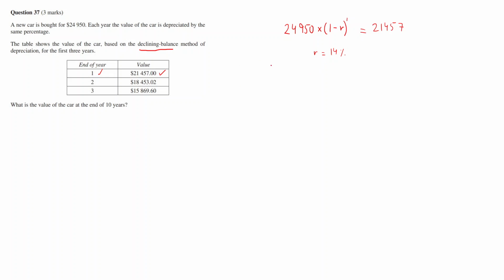Now the question, that's not the answer. The question is asking you what is the value of the car after 10 years. So we use the same formula, and now what we need to find out is this value after 10 years. So put that again, 24,950 multiplied by (1 minus 14%) to the power of 10 this time, because it's the value after the 10th year, and that would give you 5521.47, and that's the answer.